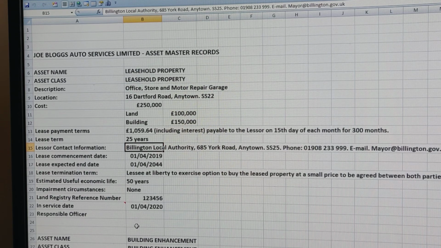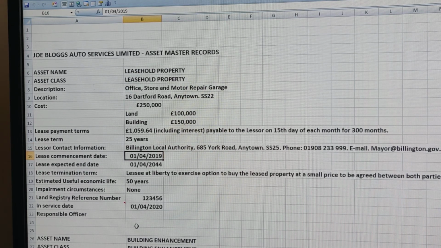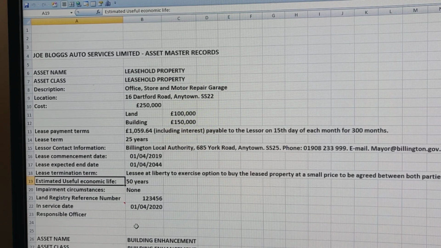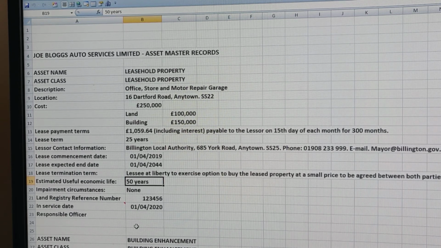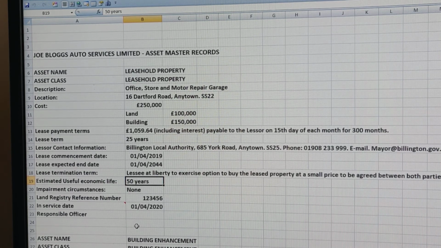Now, the lessor, that is the legal owner of the property, is stated together with contact details. The commencement date of the lease is also stated there. The termination terms are there. The estimated useful economic life of the asset is 50 years, even though the lease term is 25 years. But the asset is expected to be useful for 50 years. That, again, is not set in stone, because an asset could be revalued upward. The building could still be here in 60, 70 years' time, but this is just an estimate of 50 years.